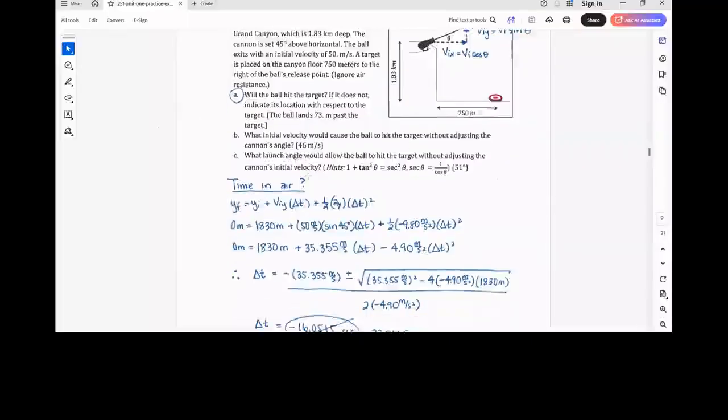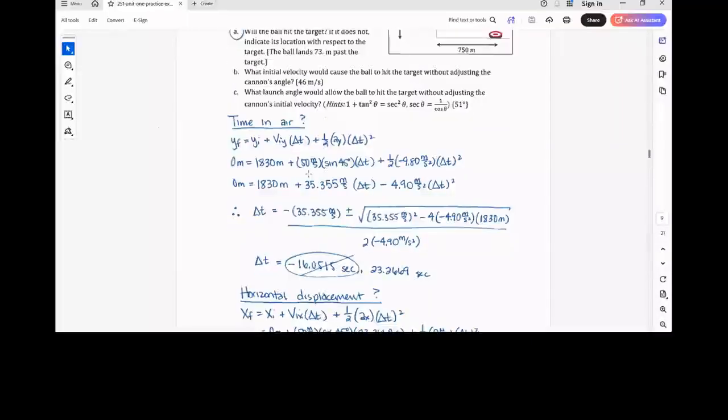But for part A, if I want to figure out where that cannonball lands, I need to know how long it's been in the air. So I've got a final position of 0 meters because I know it hits the bottom of the canyon somewhere. The initial vertical position is positive 1,830 meters, so I needed to convert from kilometers to meters in order to make these units work. V initial y is just V initial times sine 45.